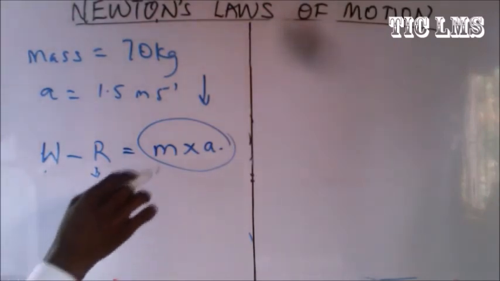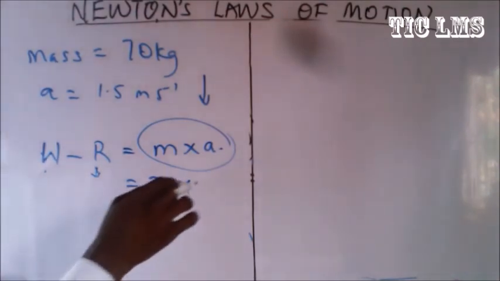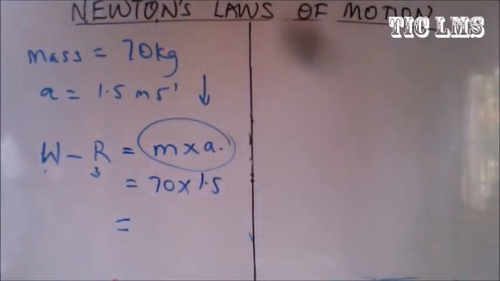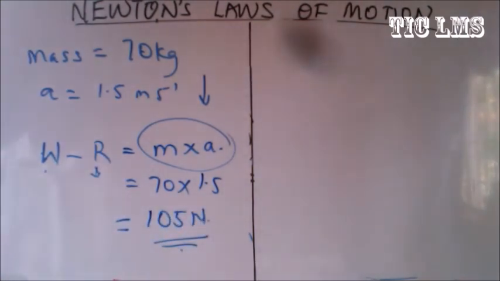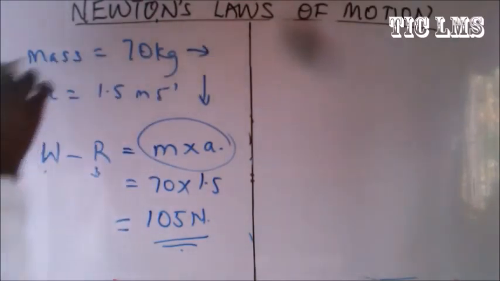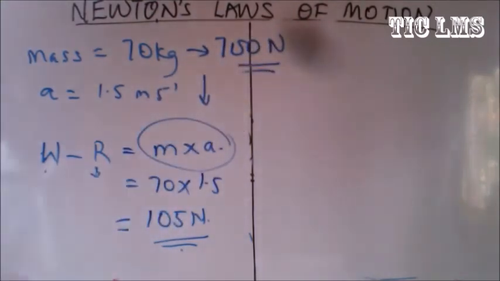And so the mass, which is 70, multiplied by the acceleration with which the body is moving, that is 1.5, and that gives 105 Newton. So this is the weight loss of the body. The real weight of the person is 700 Newton, but this is the weight loss.